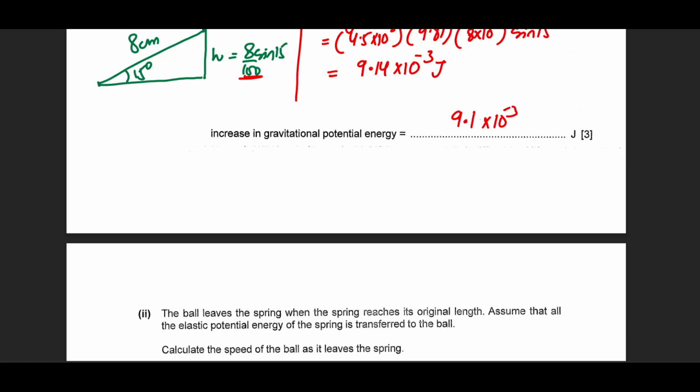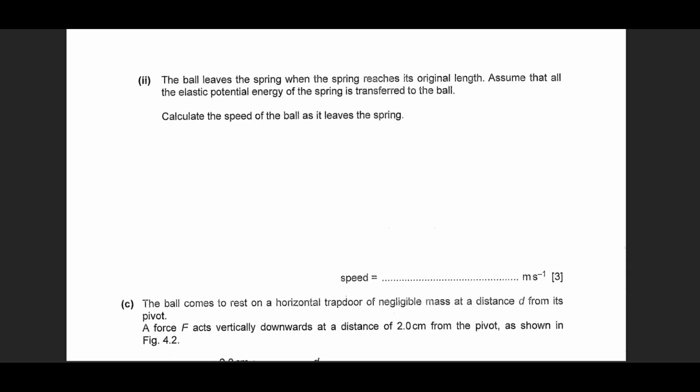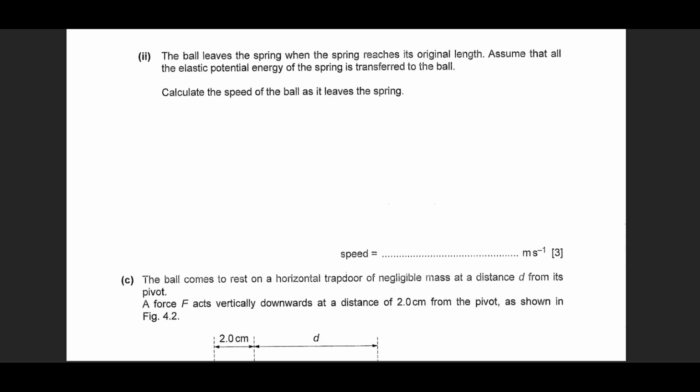So this increase in gravitational potential is actually lost to the surrounding or to the system. Will we be able to get it back once it falls down? Yes, but not right now. Now, why have I made this statement? Because that's a build-up for this part. So the ball leaves the spring when the spring reaches its original length. Okay, fine. Assume that all the elastic potential energy of the spring is transferred to the ball. Calculate the speed of the ball.